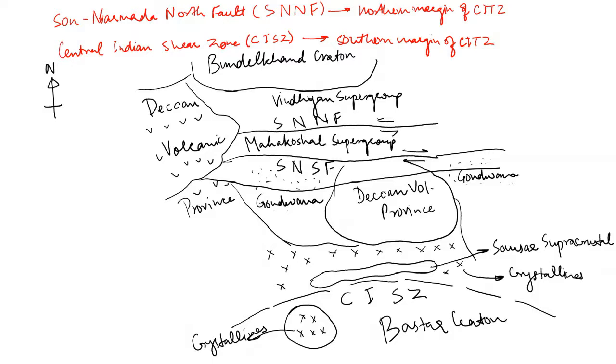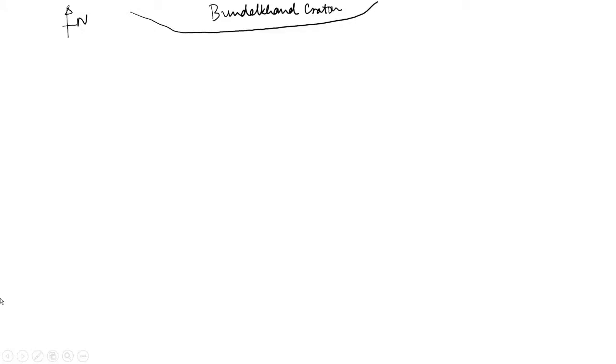To be more specific with the map, if we try to draw it, then we always start with the Bundelkhand Craton. So this is the north. The Bundelkhand Craton. South of the Bundelkhand Craton lies the Vindhyan Supergroup. So let me draw it with a different color.